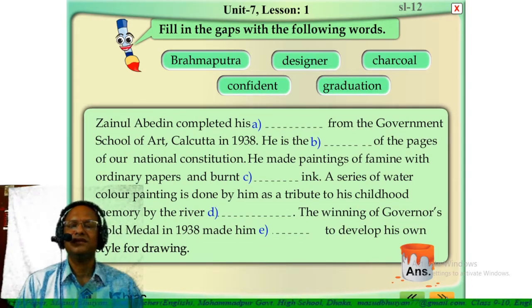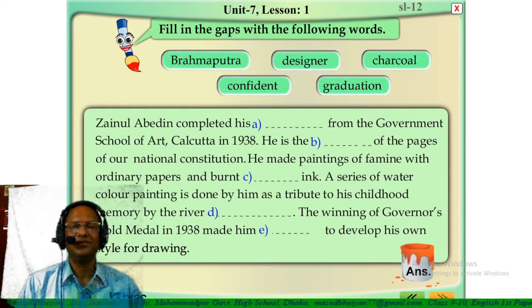So here we find another four words. Brahmaputra does not fit with this gap. Designer, charcoal, confident. So we will find the word. He is the designer of the pages of our national constitution. He made paintings of famine with ordinary papers and burned charcoal ink. A series of watercolor painting is done by him as tribute to his childhood memory by the river.